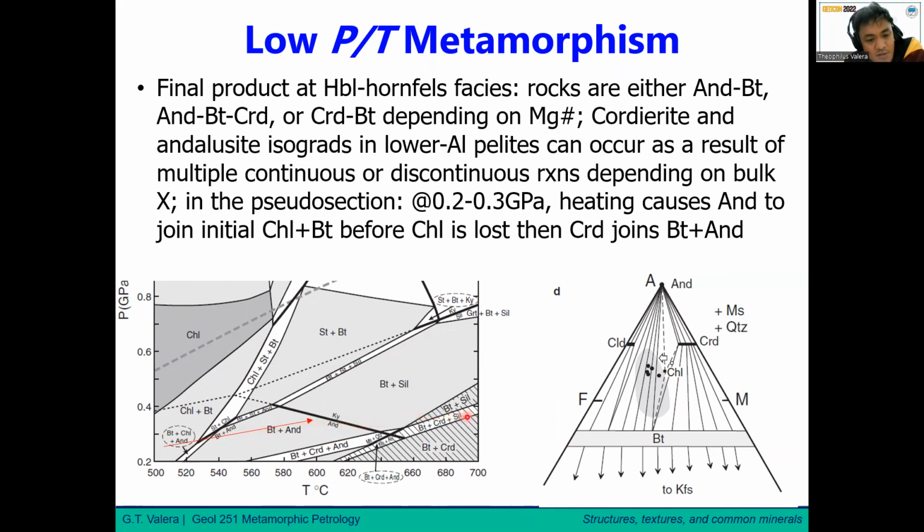Anyway, sundan nyo lang itong field na to. So, una, biotite, ano siya? Biotite andalusite. And then eventually crosses, heating causes andalusite to join chlorite plus biotite. Ito yung minimi niya. Biotite and chlorite joined by andalusite na field before chlorite is lost, so wala nang chlorite, and then you're left with biotite and andalusite. Ito pala yung tinutukoy.